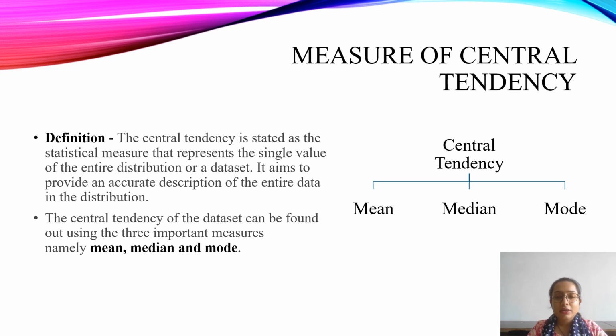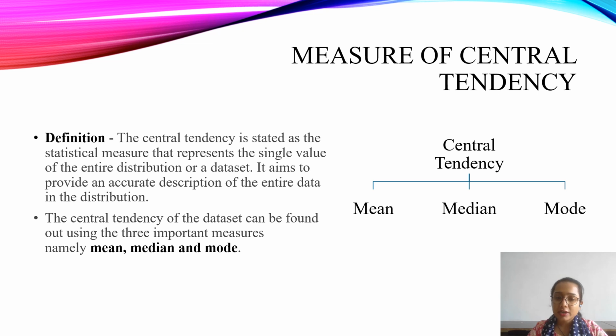Now we will start the next topic, that is measure of central tendency. Now we are going to focus on the calculative part of business statistics. We mostly have two main calculative parts, that is measure of central tendency and measure of dispersion. Firstly, let's start with measure of central tendency.